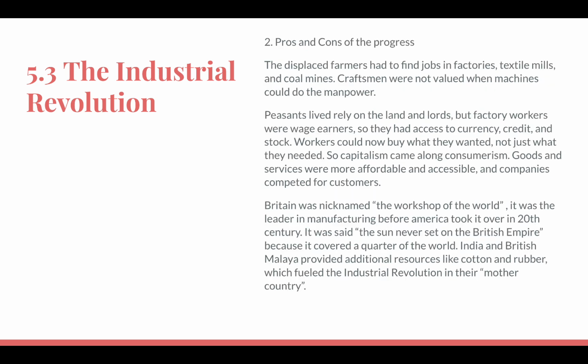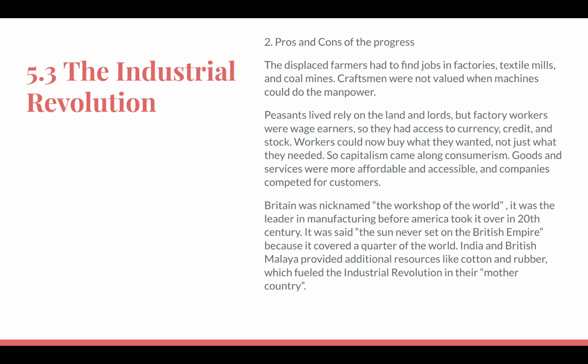The negative impact of the Industrial Revolution is that displaced farmers had to find new jobs in factories, textile mills, and coal mines, and craftsmen were not valued when machines could do the manpower. And the positive impact is a change of the social hierarchy. Peasants relied on the land and landlords, but factory workers were wage earners, so they had access to currency, credit, and stock. Workers could now buy what they wanted, not just what they needed. So capitalism came along with consumerism.